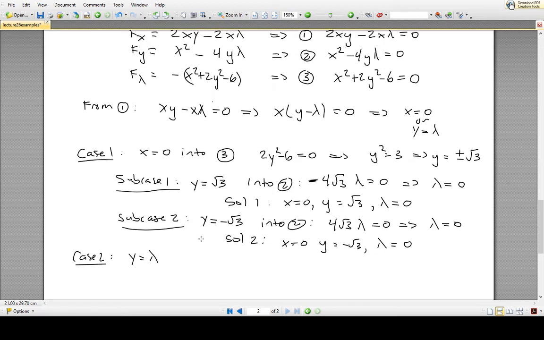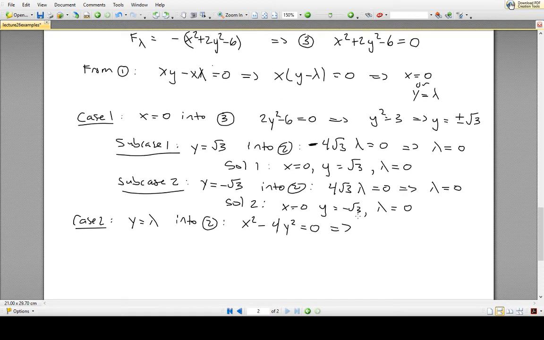Okay, so what do we do now? I want to choose y is equal to lambda. So what I'm going to do is plug that into equation 2. If I choose that y is equal to lambda, wherever I see a lambda, I can put a y. So I have x squared minus 4, and because I'm choosing that lambda is also equal to y, I have y times y, which is y squared. So I have x squared minus 4y squared, and that's got to be equal to 0, which forces me to admit that x squared has got to be equal to 4y squared.